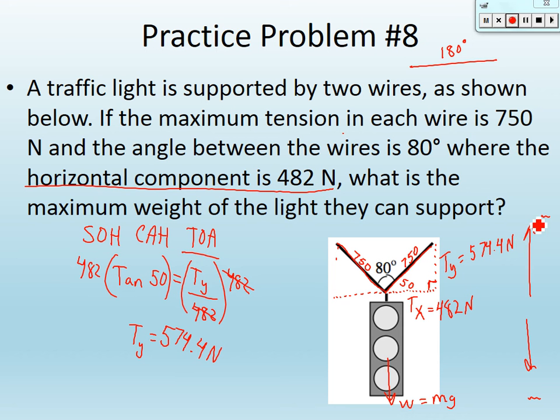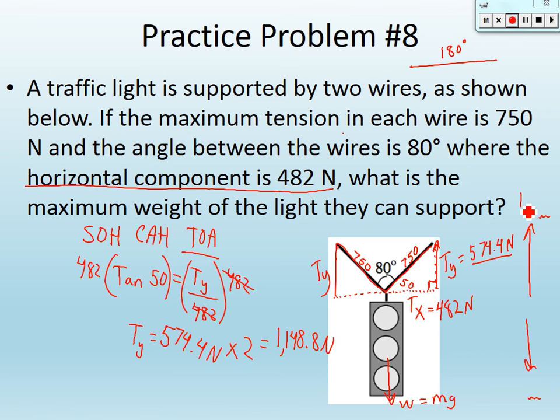Okay, now the key. If everything up equals everything down, what's the total force that's going straight up? Would it be just 574.4? Or are there two Tys? There's two of them. So let's times that by 2, and that will give us the total force that's going up. So 574.4 times 2. Do you guys see why we're timesing it by 2? Yeah. 1,148.8 newtons. Okay? That's the total force that's going up.